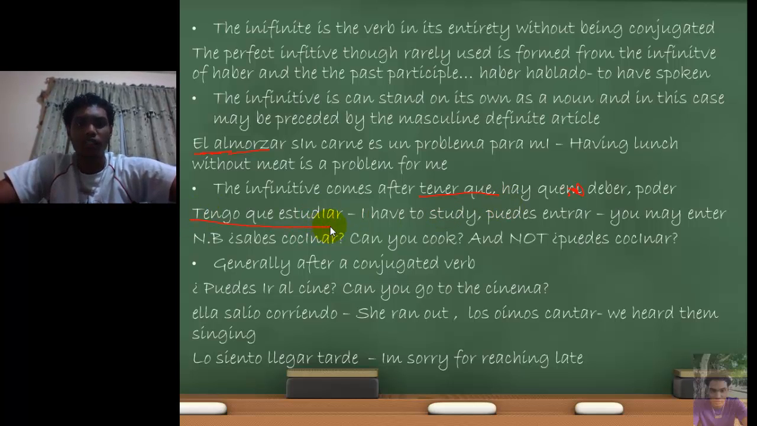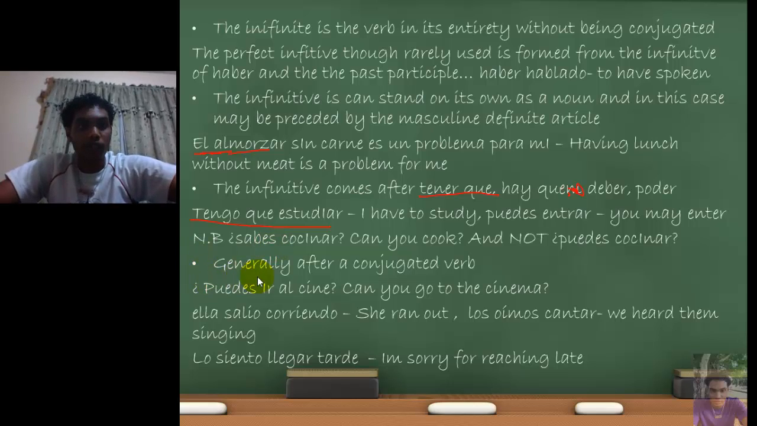This just indicates obligation. Right. I've just thrown this in because I remembered at the time. When you're saying can you cook, you don't say puedes cocinar. So you translate can as saber, which means to know, right? So tú sabes cocinar, do you know how to cook, or can you cook, right?